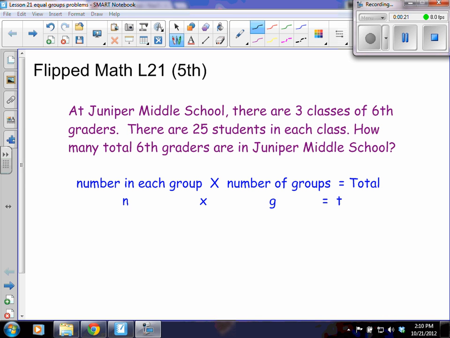Our example on the board says, at Juniper Middle School there are 3 classes of 6th graders. There are 25 students in each class. How many total 6th graders are in Juniper Middle School?